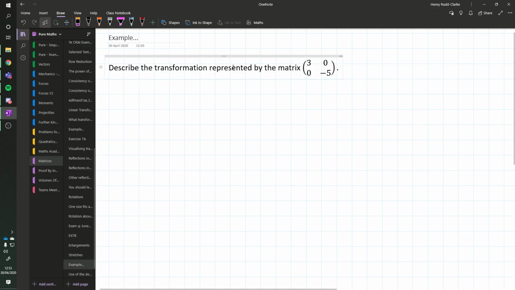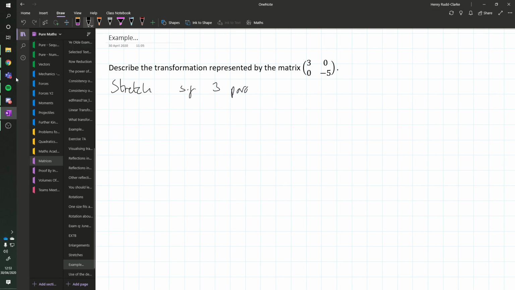You can have them both in one go. So here's a quick example. This is one transformation that stretches in both directions. Describe this transformation. It's not an enlargement because the leading diagonal isn't the same. So this would be a stretch scale factor 3 parallel to the x-axis, and also a stretch scale factor -3 parallel to the y-axis. So it's both of those.